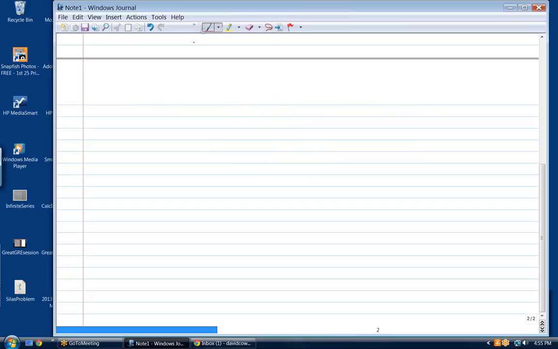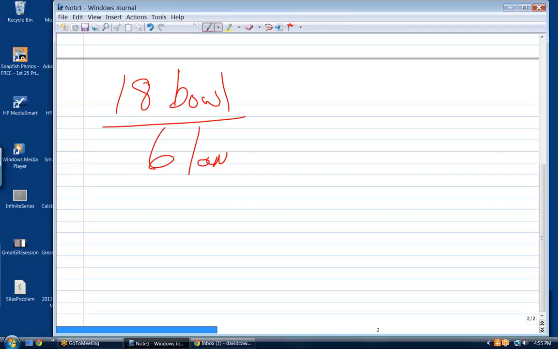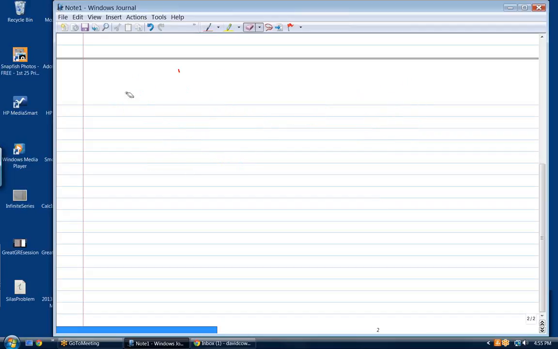So the next one is 18 bowlers on 6 lanes. Both are divisible by 6 again. So you get 3 bowlers per lane. Next is $28 for 7 people.